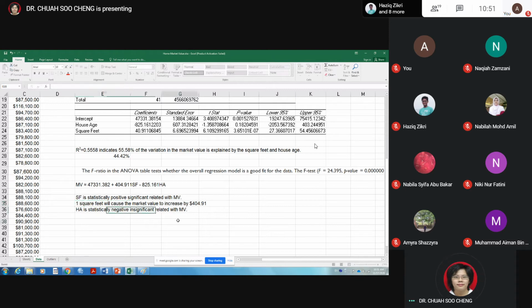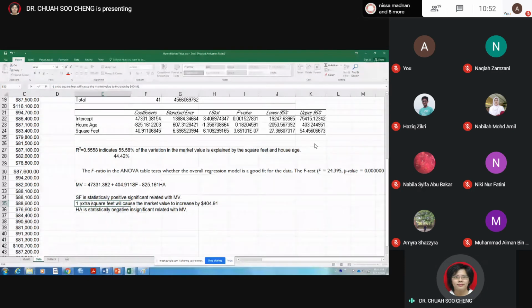Okay. Correct, class? Yes. So one extra square feet will be better. Okay. Means that every increase in every square feet, it will cause the market price to increase by 404.